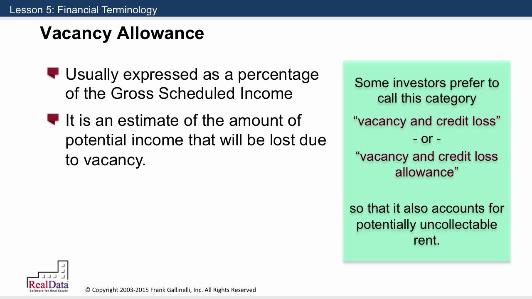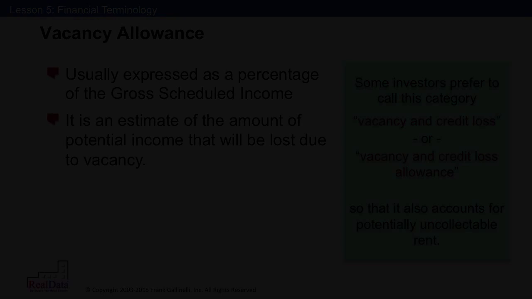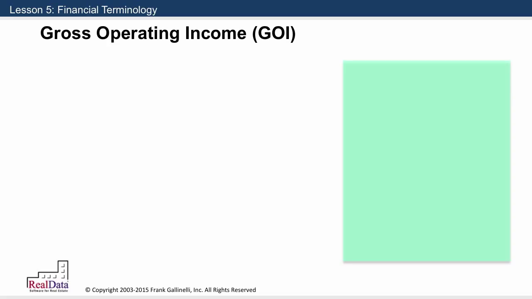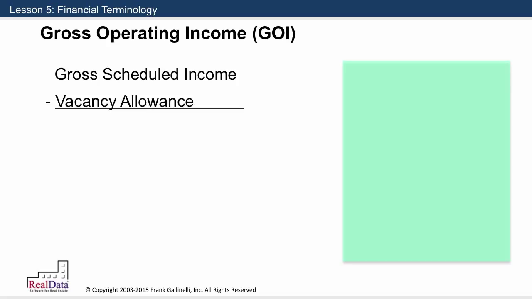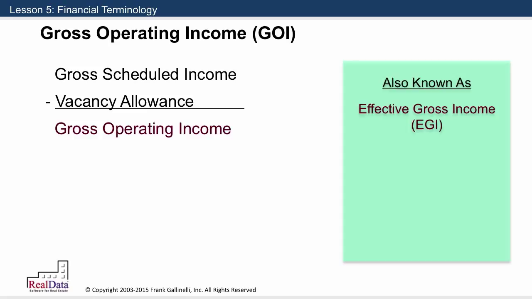The third item is simply the difference between the first two, and this is called gross operating income. That's the gross scheduled income less the vacancy allowance. And this one has a second name as well. It's also very often called effective gross income, or EGI.